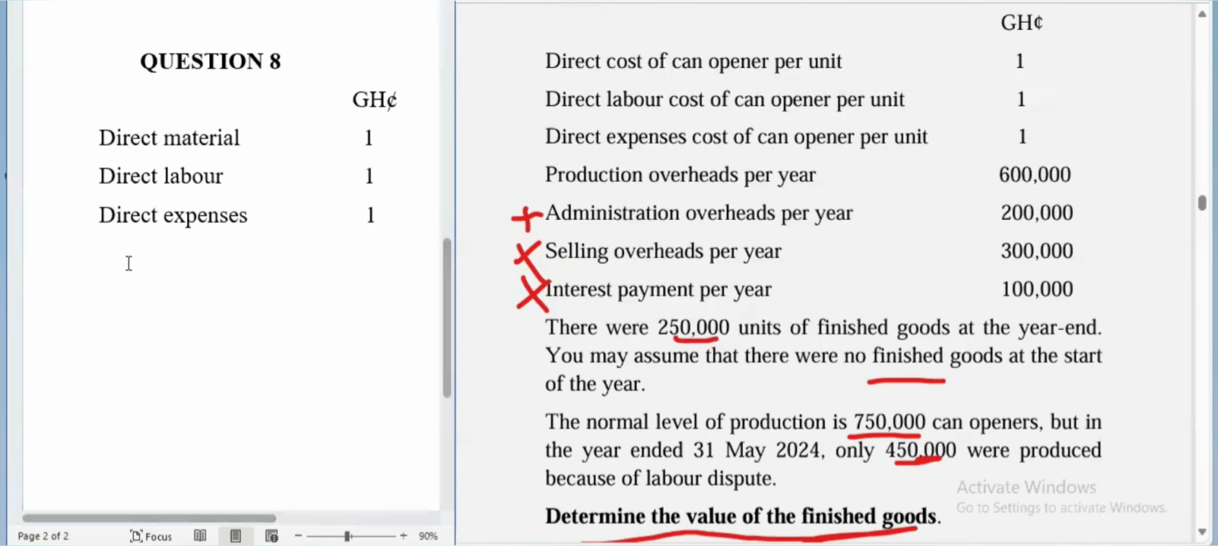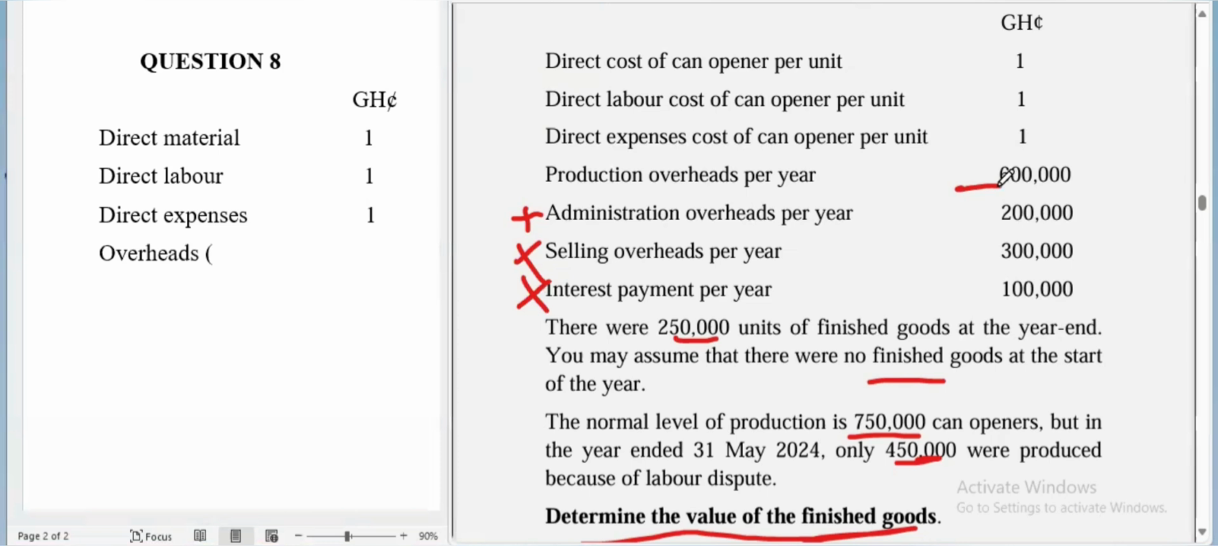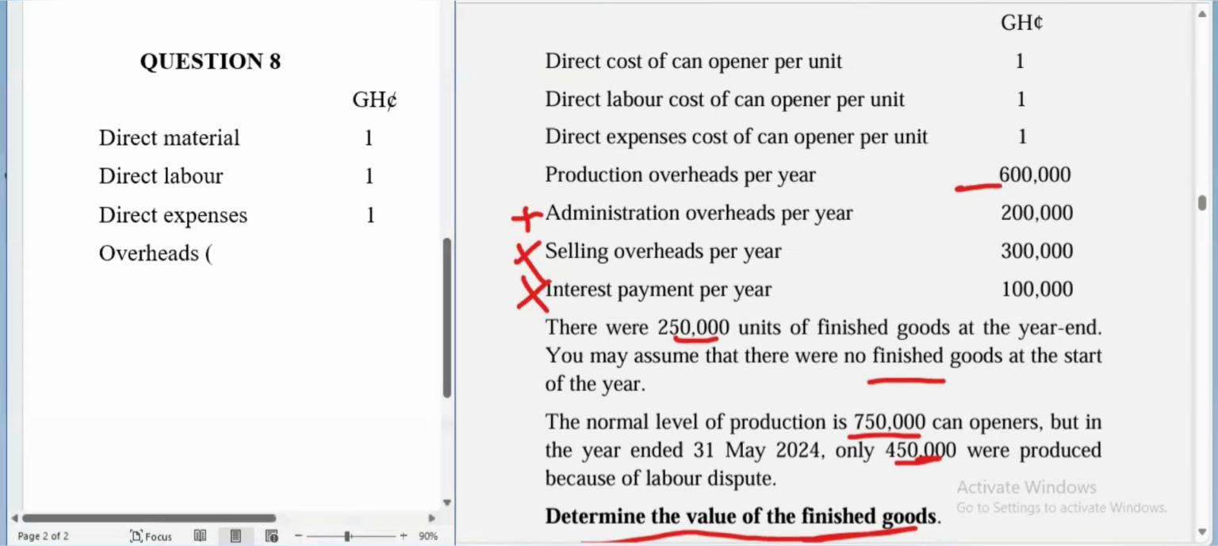So we have to use allocation of overheads. How much are we going to allocate? What is the total overhead in the question? Production overhead is 600,000. So we bring this 600,000 and we divide by the normal level of production. Don't forget that, it's important that we use the normal level. The normal level of production is 750,000. Let me close the bracket. Now, don't be confused.